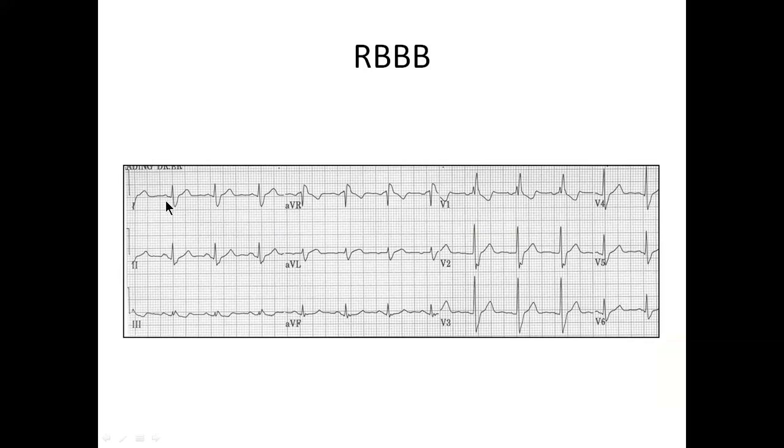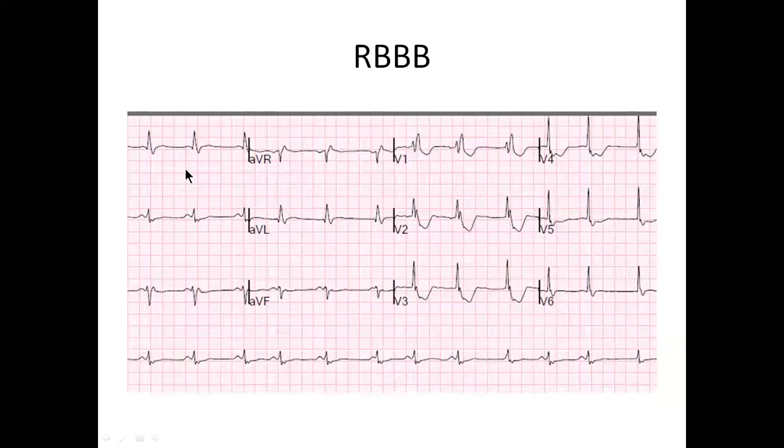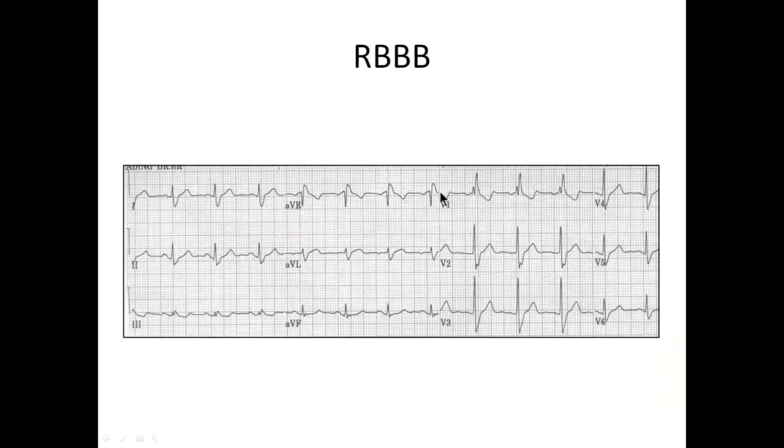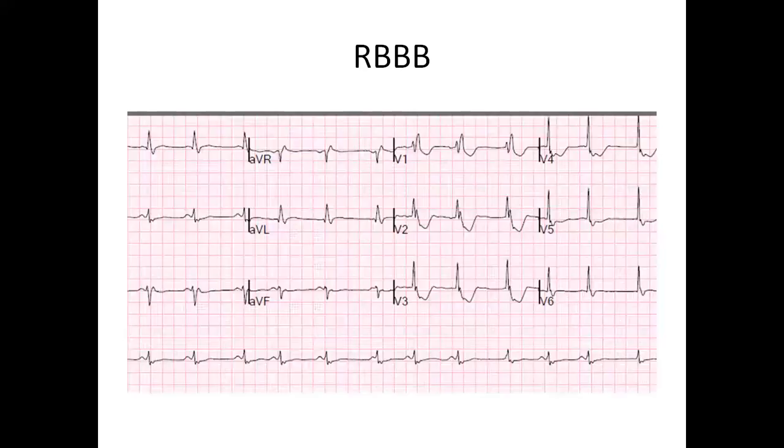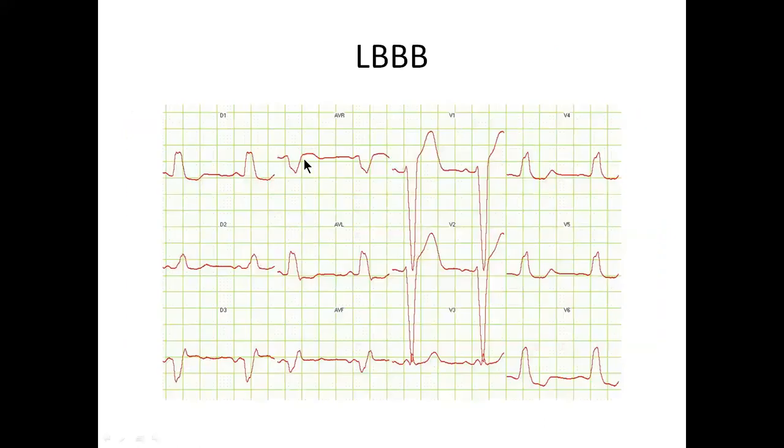Here you see in lead 1 the deep S. This is classic, okay? A deep S. And on this one, you can see the rabbit ear pattern, and that's in V1, okay? So that's the way you decide, when the QRS is wide, you look at the pattern to decide: is it a right bundle branch block or is it a left bundle branch block?